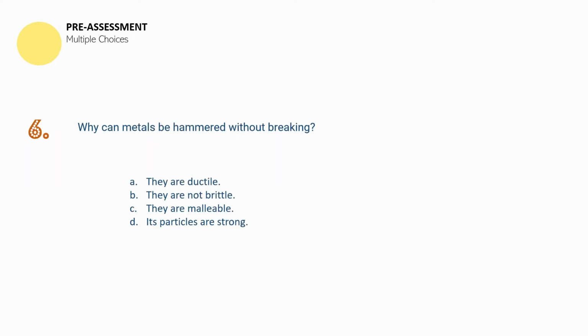Question number 6. Why can metals be hammered without breaking? A, they are ductile. B, they are not brittle. C, they are malleable. D, its particles are strong. If you need more time, you can pause this video. If you have decided to continue, that means you're ready for question number 7.